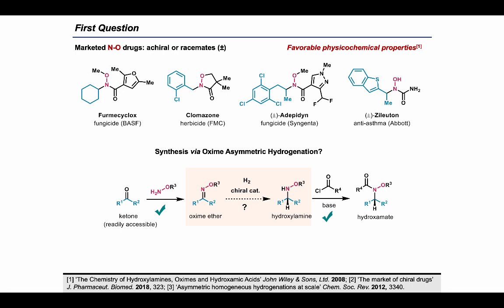Then, if desired, one could use known acylation chemistry to reach hydroxamate derivatives such as, for example, the fungicide adepidin shown above.